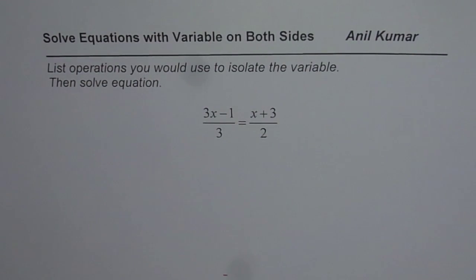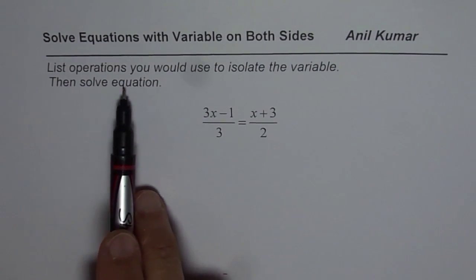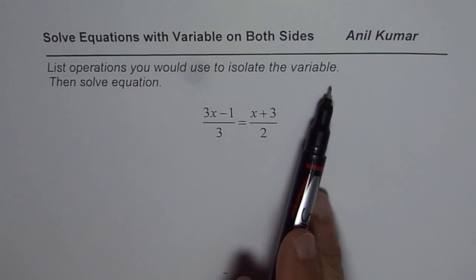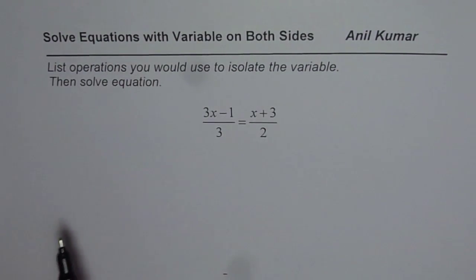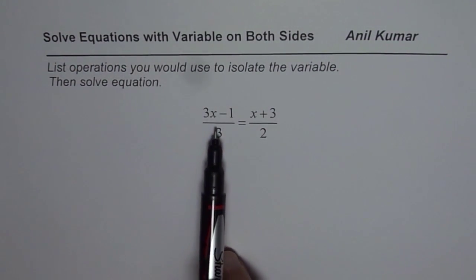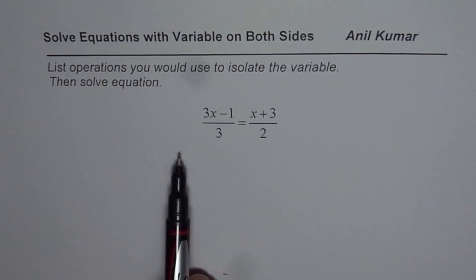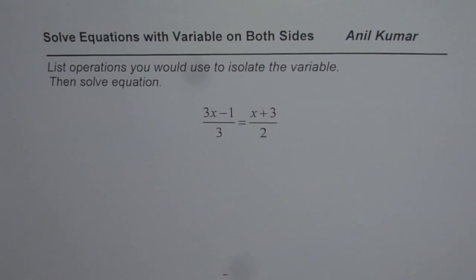I am Anil Kumar, and now let us practice how to solve equations with variables on both sides. List operations you would use to isolate the variable, then solve the equation. So we have an equation with variables on both sides. You need to write down the operations which should be performed to solve this equation. You can pause the video, answer the question, and then look into my suggestion.